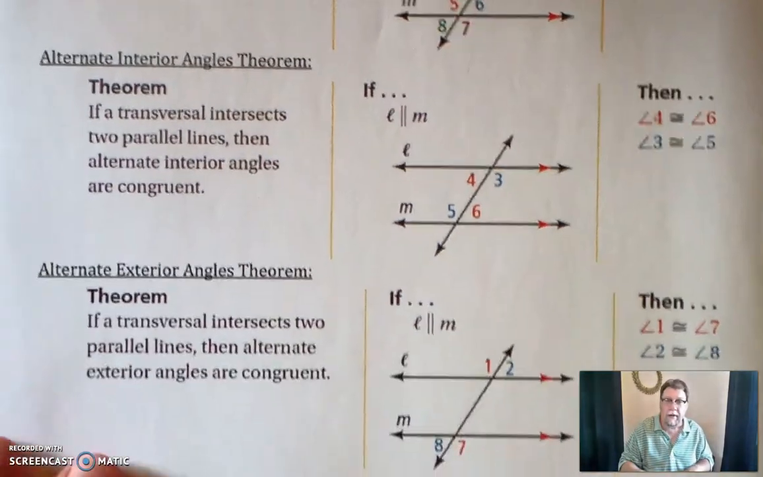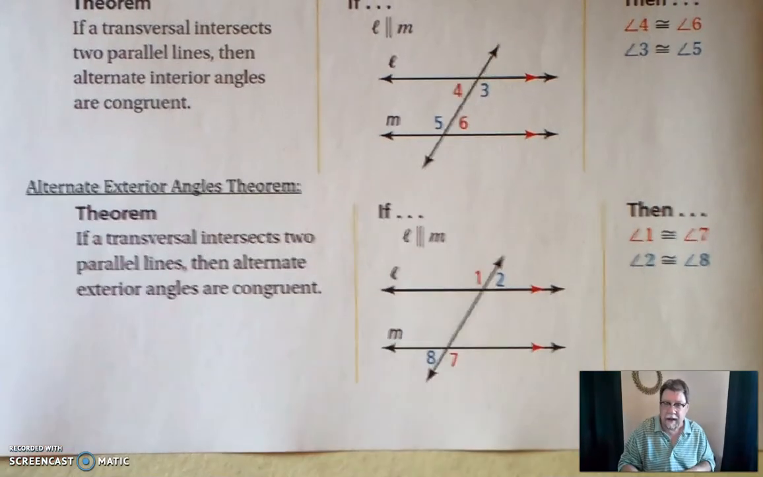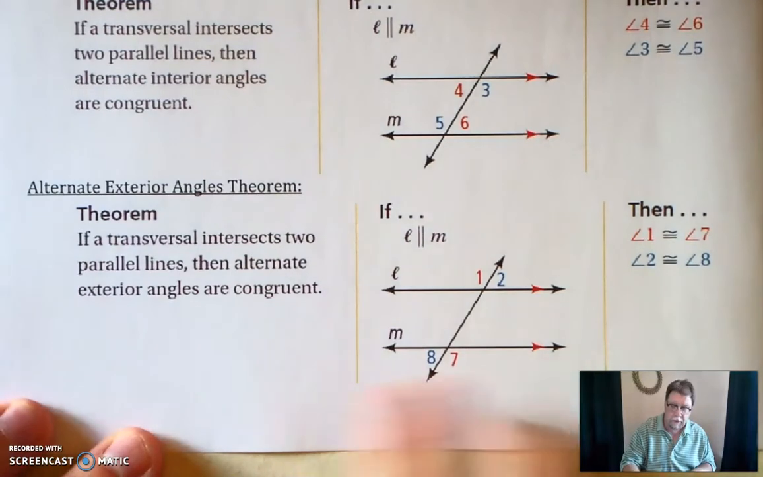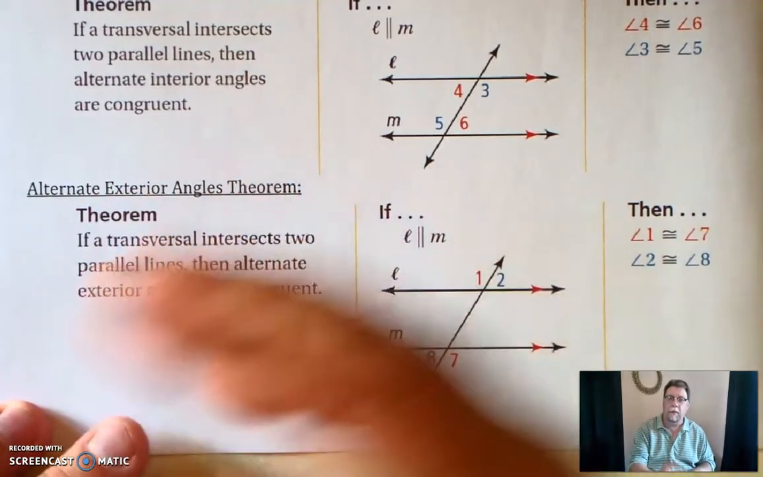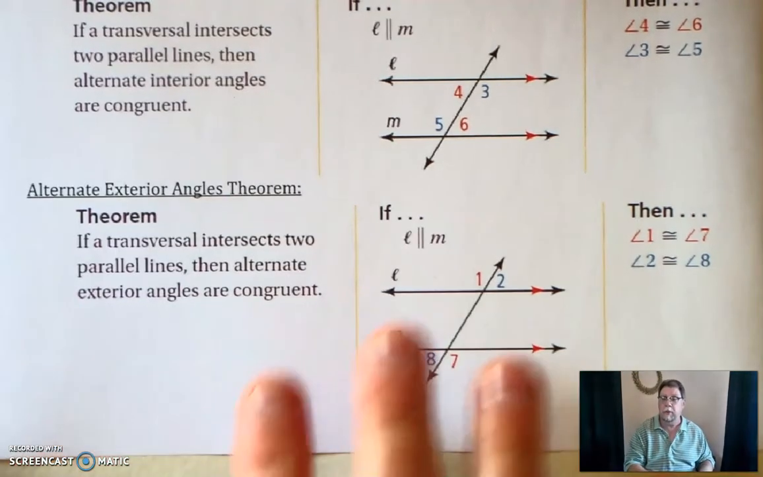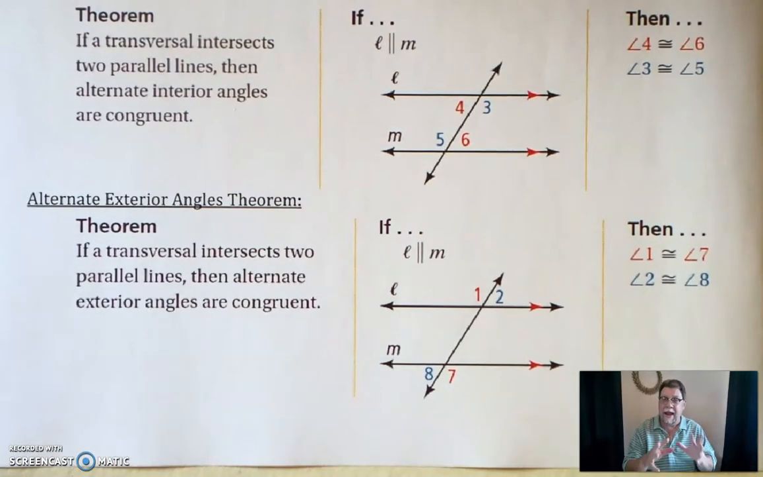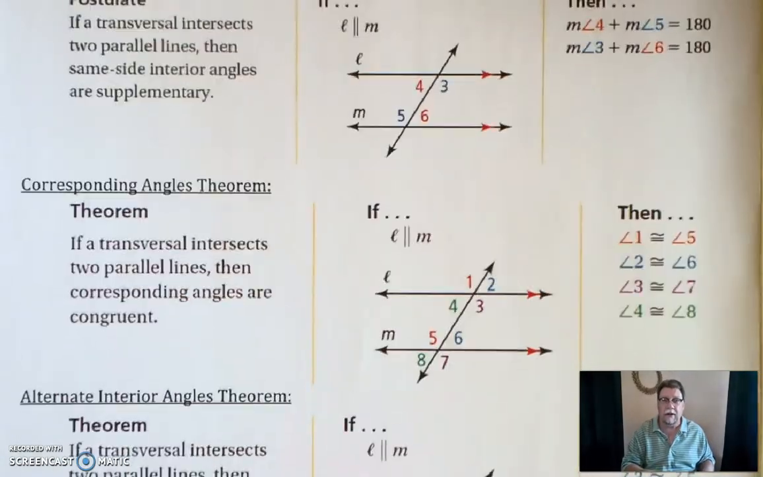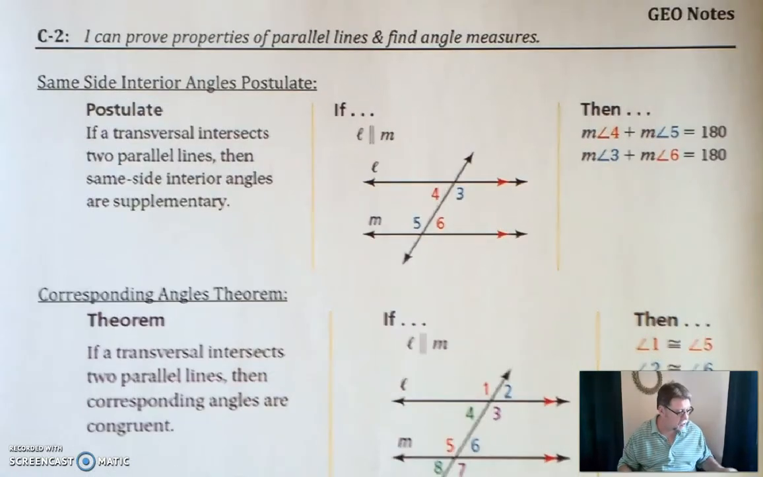And then there's one more, the alternate exterior angles theorem. Outside of the parallel lines, we have 1 and 7 and 2 and 8. Those angles will be congruent because of that. So there's one postulate and 3 theorems that you will use in proofs to help prove that some angles are congruent or supplementary. All right, and that's a look at our notes with all of these postulates and theorems, our notes for section C2.